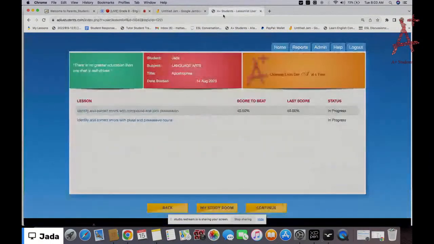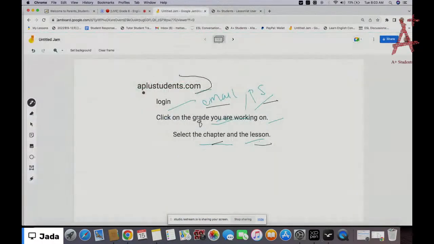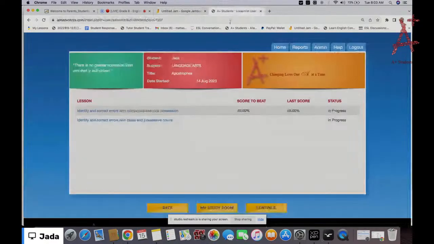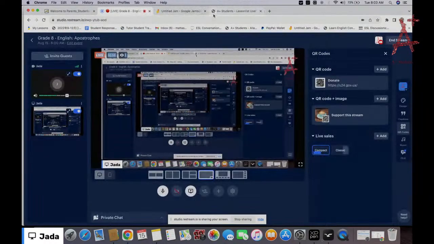Anyways, what I was just saying is that first of all, you click on the login, which is the aplustudent.com, with your email and your password. Then you click on the grade you're working on, select the chapter. The chapter is apostrophes. I actually opened the chapter. That's what we'll be checking on from grade 8. And then we have two lessons under the apostrophes for grade 8 today.